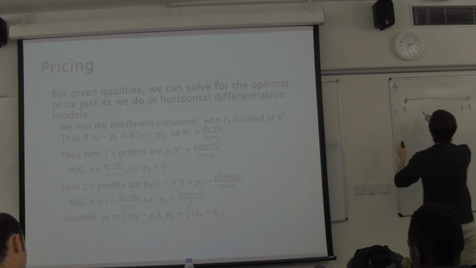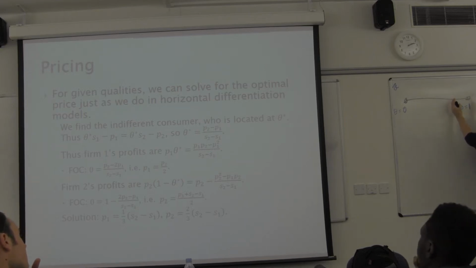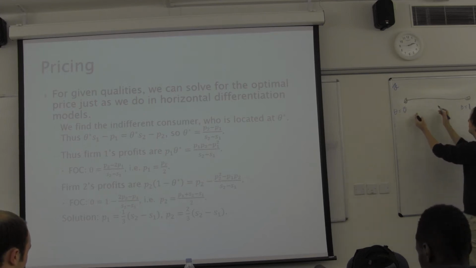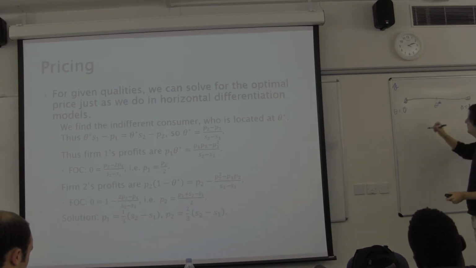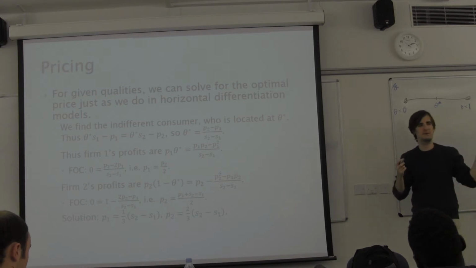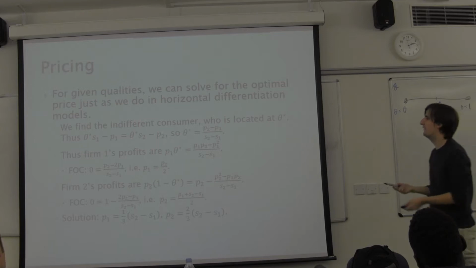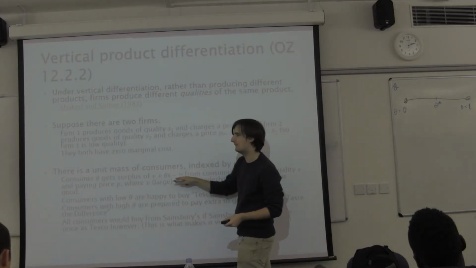Okay, so as you move along this line, you start to value quality more and more. People on this far side are very likely to buy from the high quality firm. People on this far side are very likely to buy from the low quality firm. Somewhere in the middle there's going to be a consumer located at a point that we call theta star, who's just indifferent between buying from the low quality firm and the high quality firm. So what does it mean for them to be indifferent? Well, they must get the same surplus from buying from either firm.